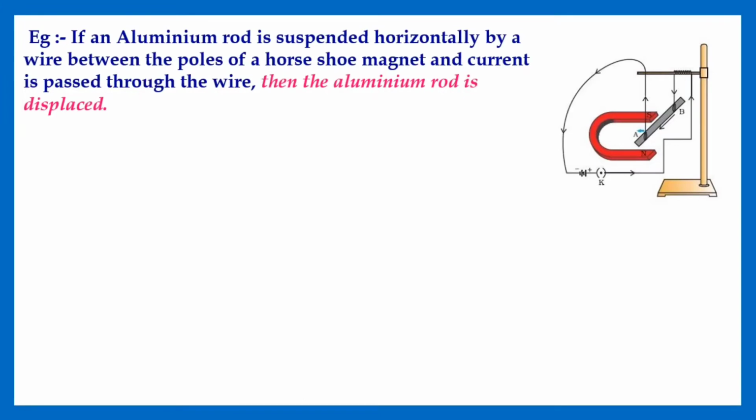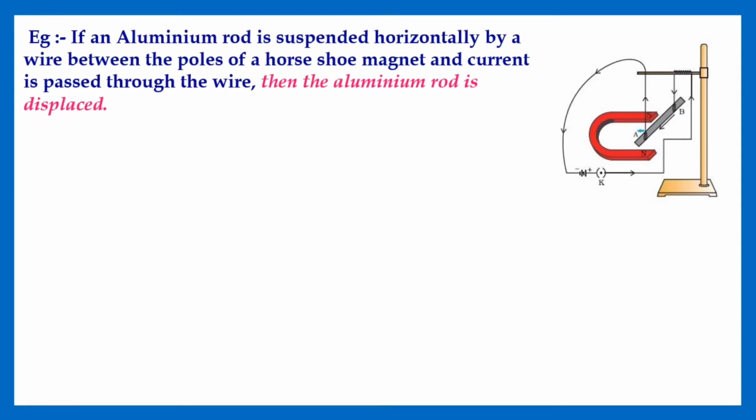Here the statement is explained with the help of an activity. An aluminum rod is suspended horizontally by a wire between the poles of a horseshoe magnet, and then current is passed through the wire. When current is passing through the wire, what do you observe?